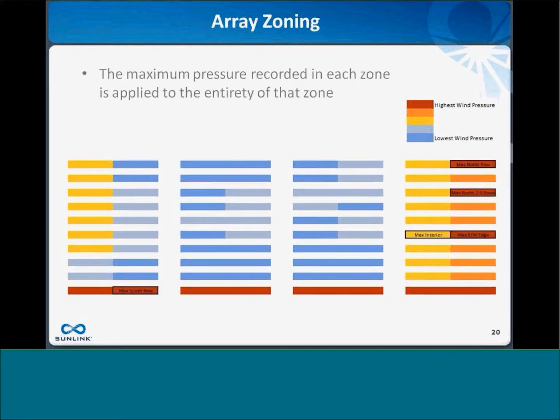And as we start to distill this data down, we look for the maximum pressure that's recorded in each zone. So we specify our zones as being the north row, the north second and third rows, the east-west edge, the south row, and then the rest of the zone, the interior of the zone. And we're taking that maximum area average pressure that we see in each of those zones and applying it to the entirety of the zone.